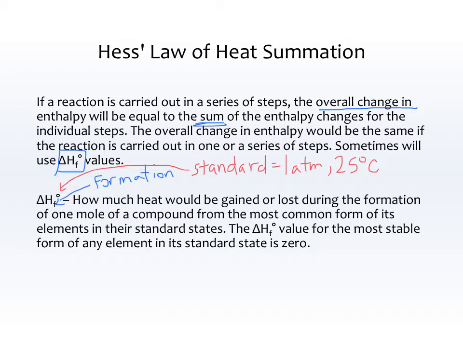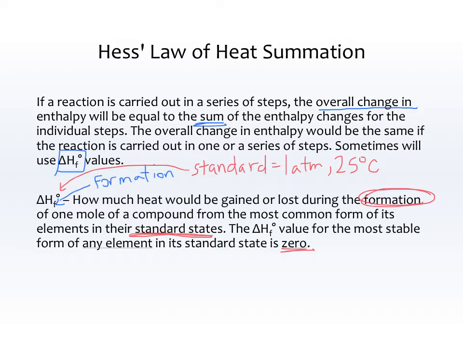So delta Hf is how much heat will be gained or lost during the formation, that's what the F stands for, of 1 mole of a compound from the most common form of its elements in their standard states. That's what the degree symbol stands for. The delta Hf value for the most stable form of any element in its standard state is 0. So essentially, we're saying that all elements were created when they were created and don't take any energy to create. Other things made from elements do take energy to create.